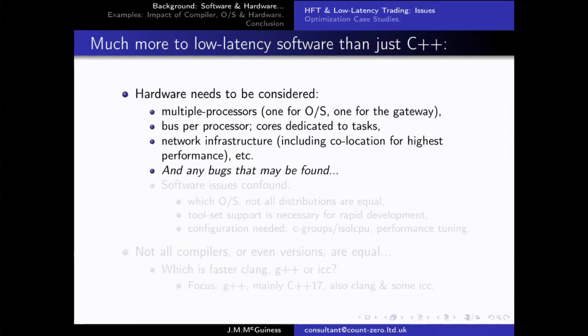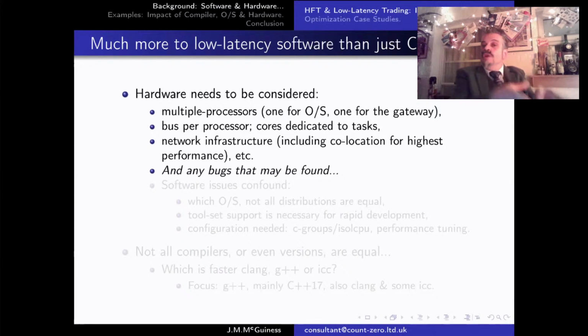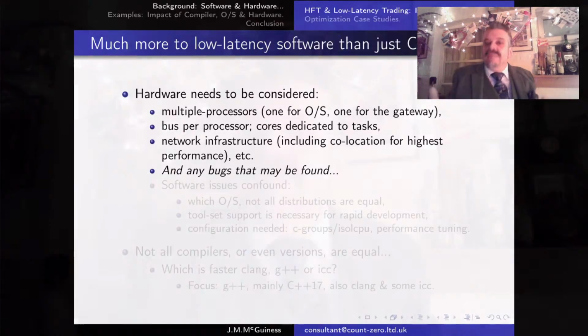So if we look at the hardware, we want to look at things like multiple processors. We might dedicate one processor for the operating system, the other one for our trading system, so that interrupts on the processor for the operating system won't distract from the trading system running quickly and smoothly. We might have multiple buses per processor and various cores dedicated on the second processor to certain tasks, called pinning. We might consider network infrastructure, for example, co-location, where we rent rack space from the exchange so we can put our computer in there so it's physically close to the exchange so the speed of light is mitigated. And of course, there may be bugs.